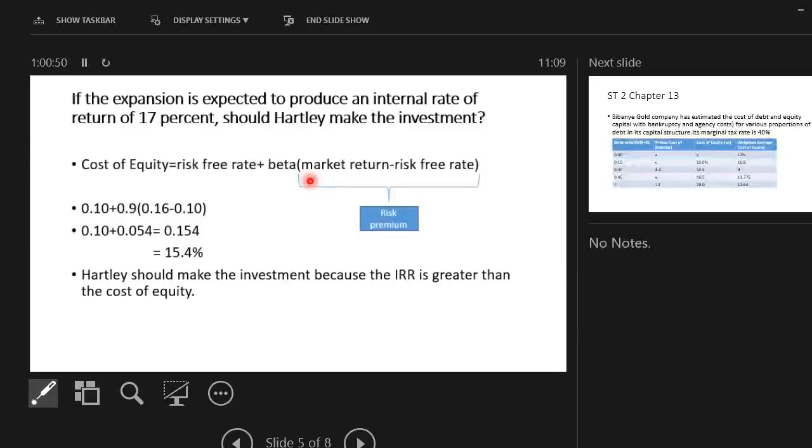My main highlight on this one was just to help you: you need to be able to identify those things. And this is a formula that is very easy to apply. Yes, 0.16 minus 0.10.